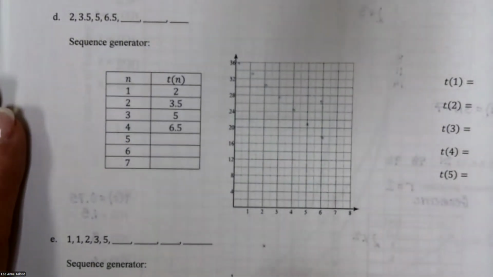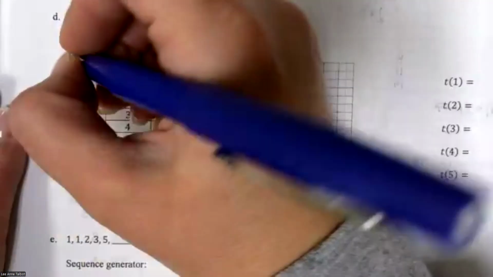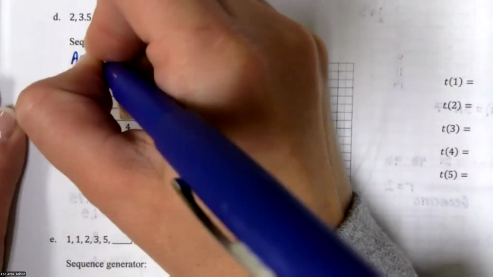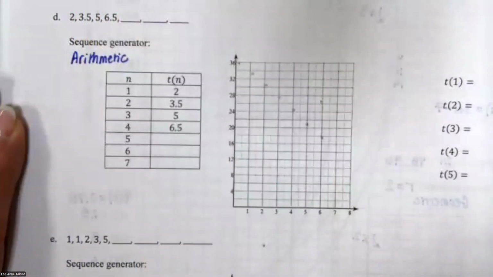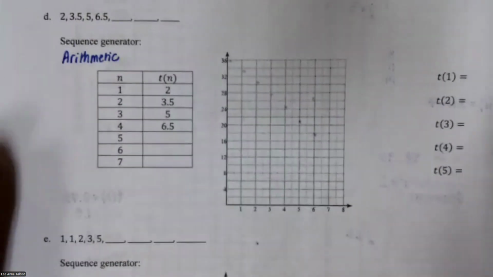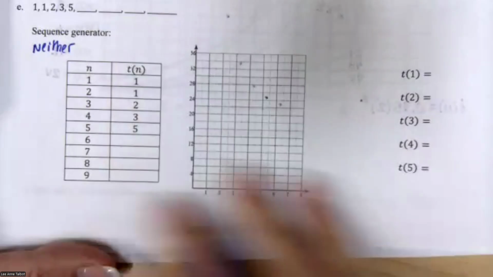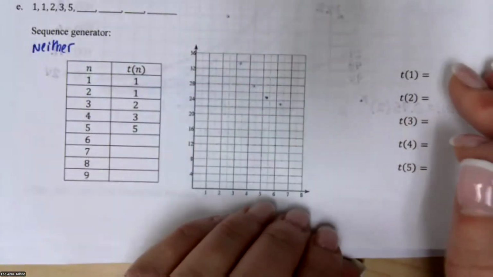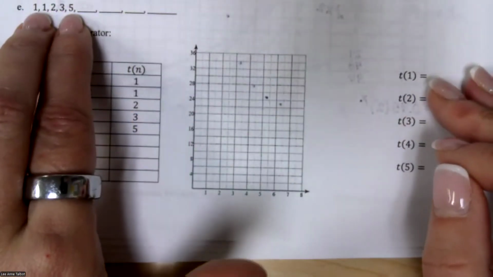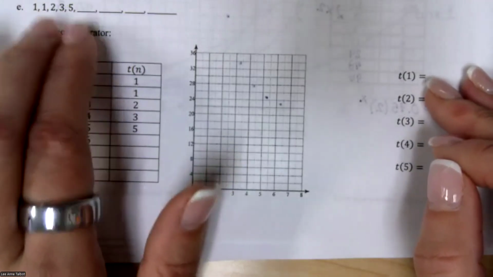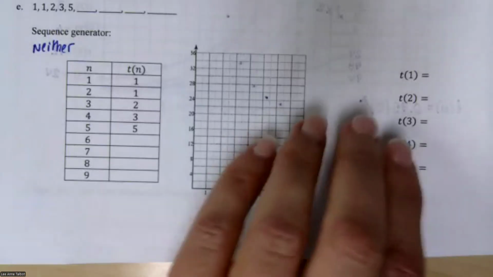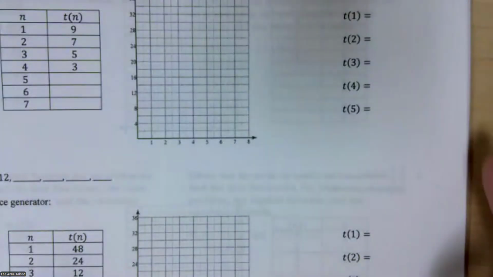So this one is a weird one. This one is arithmetic. Did you guys get arithmetic? Okay. And this one is neither, which means you'll be able to do the whole problem except you won't be able to find the equation. Does anybody recognize this, by the way? No, I'm going to let you stew on that pattern for a little bit. I don't want to spoil it.